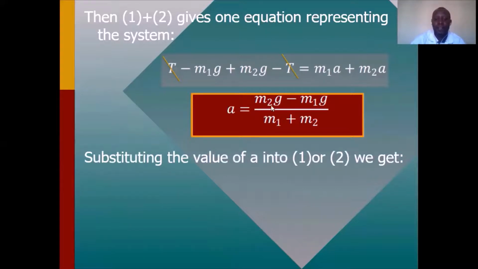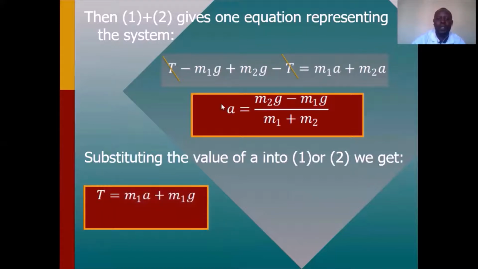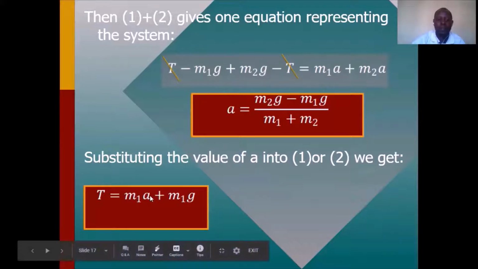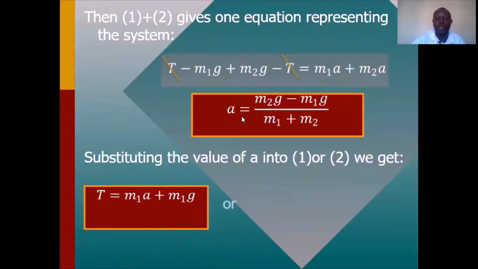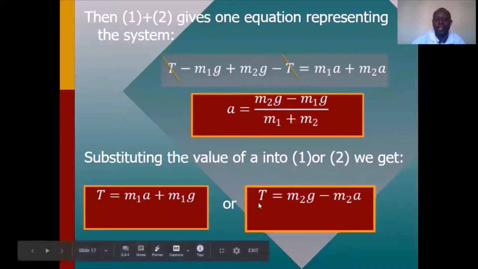Then after getting the acceleration, we are going to replace it into one of the two equations, and we get the value of tension. Replacing this value of acceleration in equation 1, we get this value of tension. Tension will be mass 1 times acceleration plus mass 1 times acceleration due to gravity. When we replace the value of A into equation 2, we get the tension equal to M2G minus M2A. These and these will give the same value.